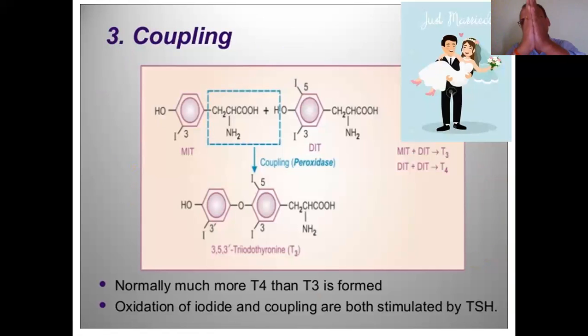Now coupling. We know T3 and T4. T3 means how many iodines? Three iodines. So what happened? One MIT plus one DIT. Here 2 is there, here 1 is there. So both are coupled like this, and it forms T3, triiodothyronine. This is called a coupling reaction. DIT plus DIT forms T4, thyroxine.